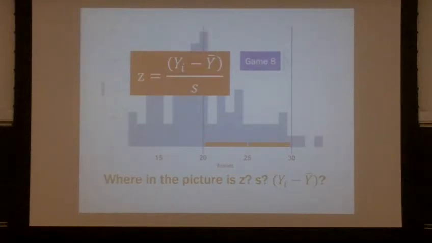All right, so this is what a z-score is. A z-score is simply translating any particular score in the distribution into a new unit of measurement, which is s, or standard deviation.